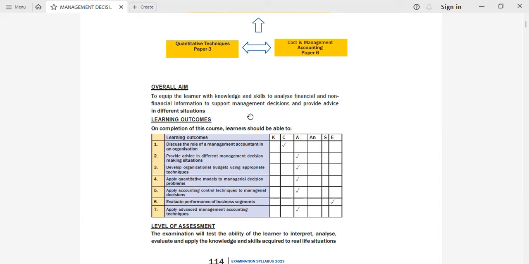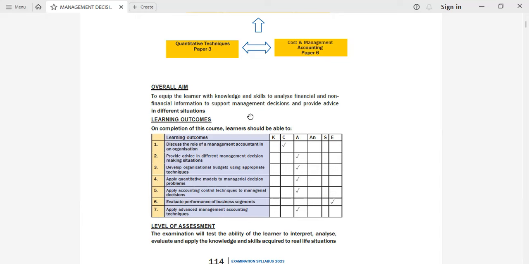The third one we are looking at is: develop organizational budgets using appropriate techniques.